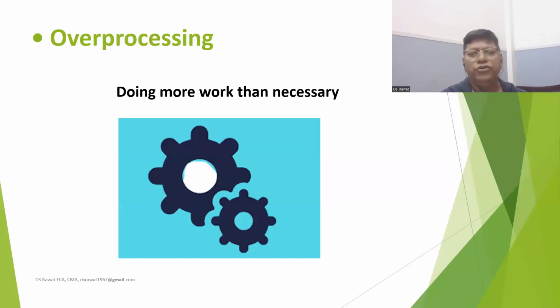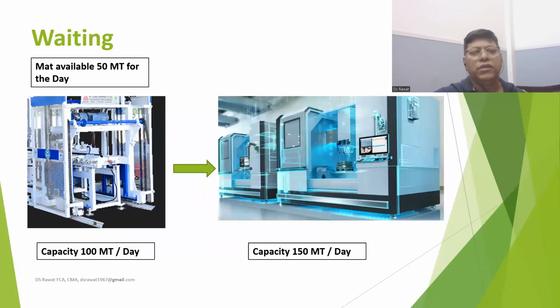Therefore, we should not over process. We should make the product as per customer specifications, and over processing or over specifications is also a cost. Now, the next most important waste is the waiting.